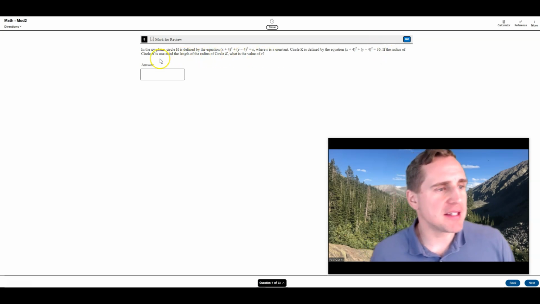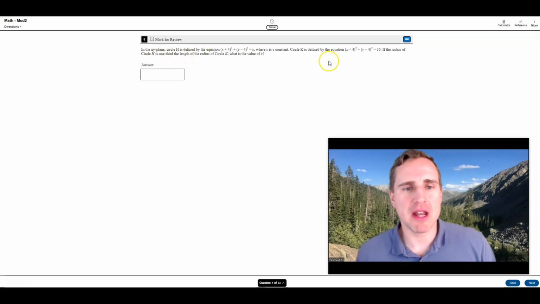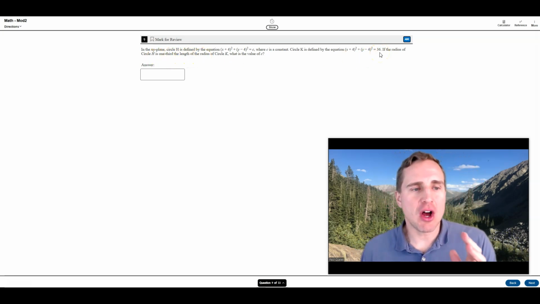Now, circle K, it says H has 1/3 the length of the radius. So the radius of circle K would be 6. How do I know it's 6?